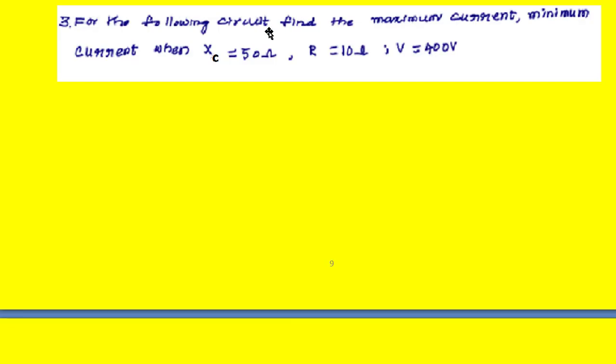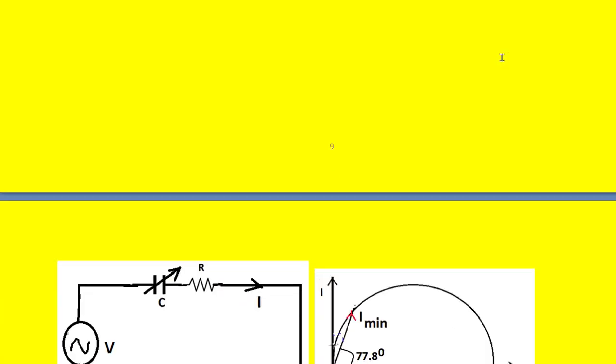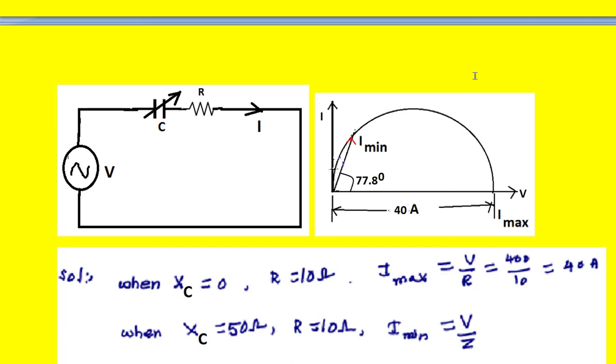So let us take another problem. For the following circuit, find the maximum current and minimum current when XC is equal to 50 ohms, R is equal to 10 ohms, and the applied voltage is 400 volts with 50 Hz. So here the capacitor is variable whereas the resistor is fixed value.